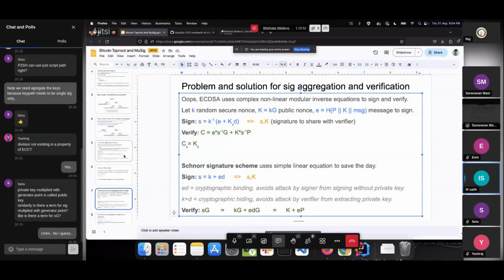But is it required to have this combination? Can we use maybe the simple signature, or maybe a script? Sorry, a simple signature with the Schnorr signature scheme? What do you mean by simple signatures? Apologies, maybe I'm not using the right wording, but you said that for Taproot we have to use Schnorr, but previously we were all using ECDSA.